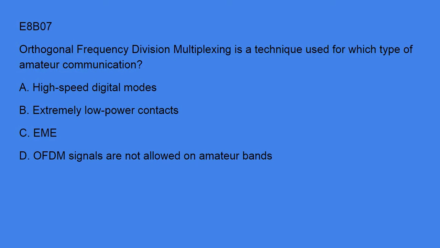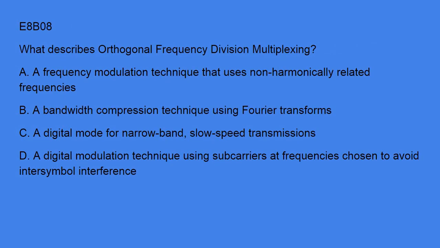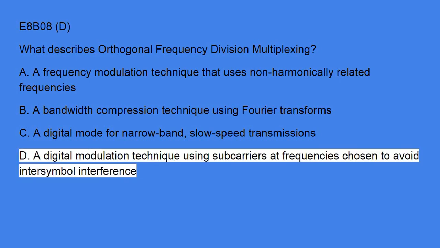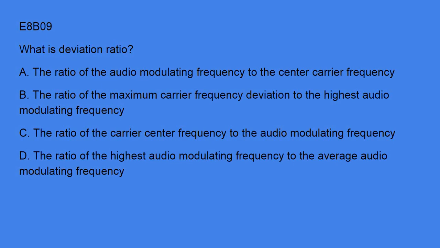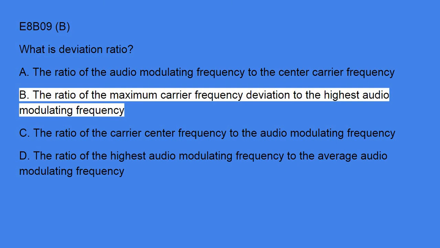E8B07, orthogonal frequency division multiplexing is a technique used for which type of amateur communication? High-speed digital modes. E8B08, what describes orthogonal frequency division multiplexing? A digital modulation technique using subcarriers at frequencies chosen to avoid intersymbol interference. E8B09, what is the deviation ratio? The ratio of the maximum carrier frequency deviation to the highest audio modulating frequency.